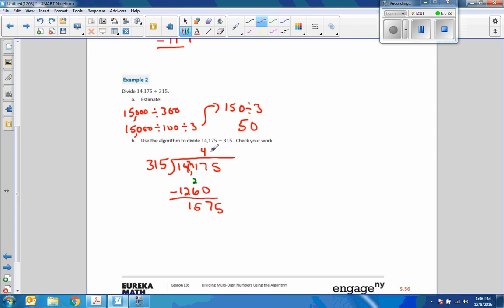315 goes into 1575. Let's try 5 times. 5 times 5 is 25. Okay, carry my 2. Put that right here. 5 times 1 is 5, plus 2 is 7, and then 5 times 3 is 15. Subtract, and ignore the green, and we get 0. So my answer is 45. Close to my estimate. Okay?